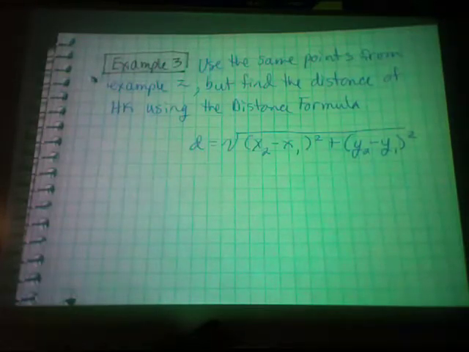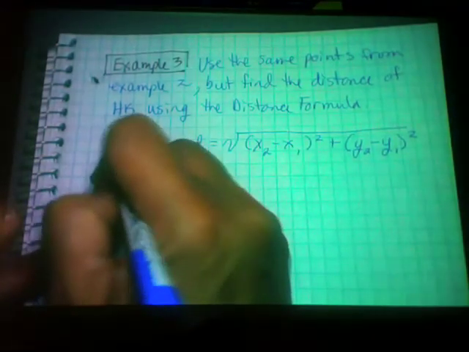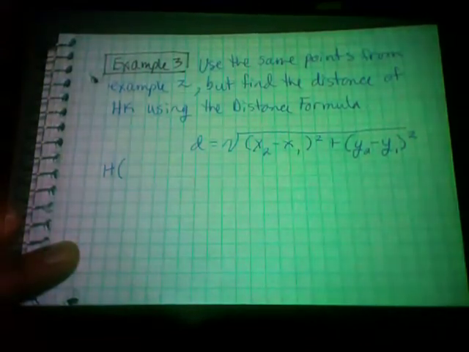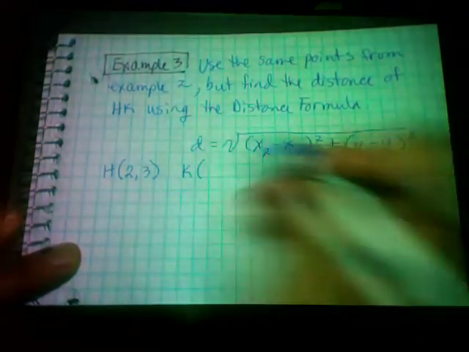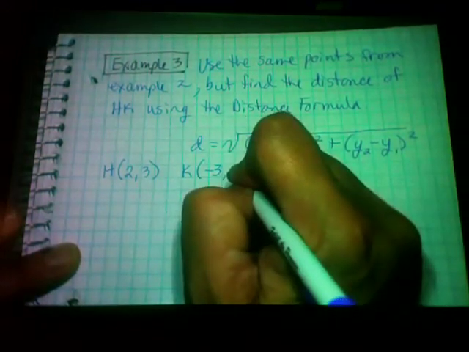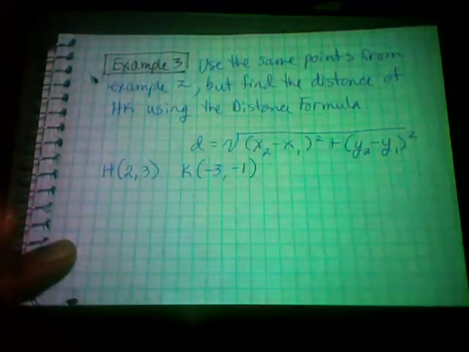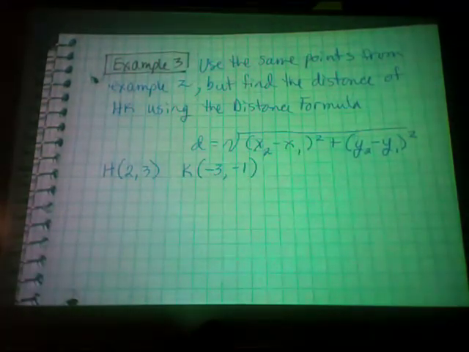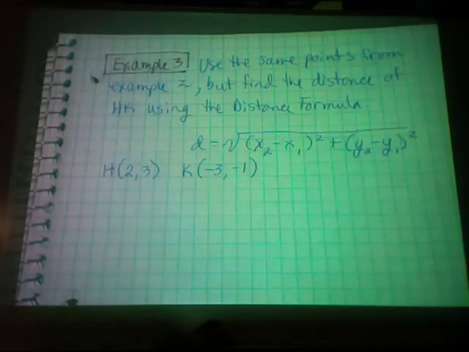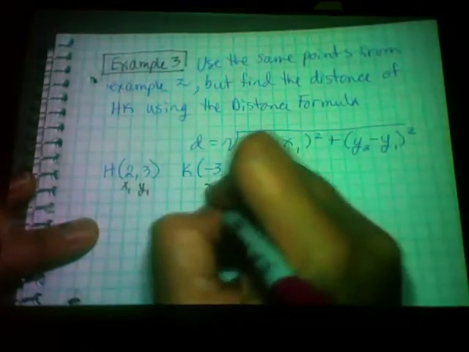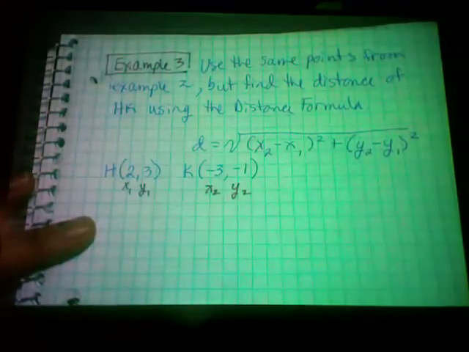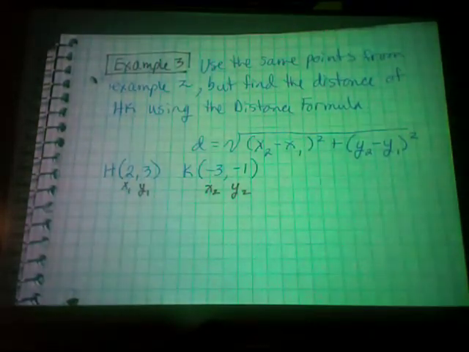So if we use our same points from the previous example, what was the ordered pair for H? 2, 3. And what was the ordered pair for K? -3, -1. So all this means is that you're going to assign it. It doesn't matter which one is x sub 1 and which one is x sub 2. You assign it and then keep it. I'm going to say that one's x sub 1, y sub 1, and this is x sub 2, y sub 2. If you reversed it, it won't matter. You'll still get the same answer.